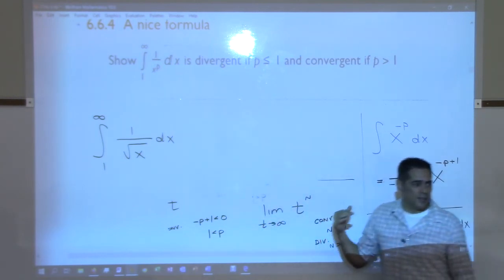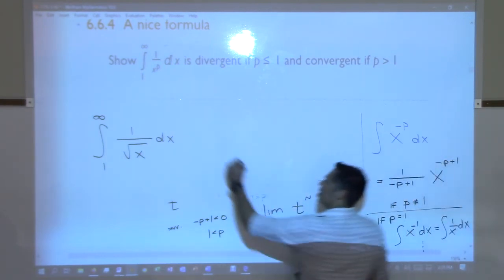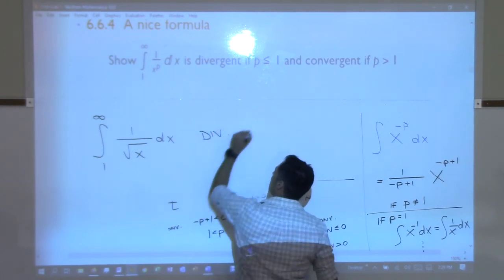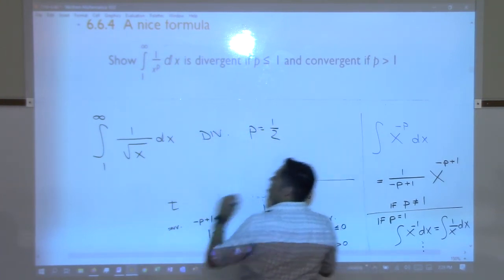See, we've generalized, and now we can do this for any. So this is divergent, right? Because p is 1/2. What about this?